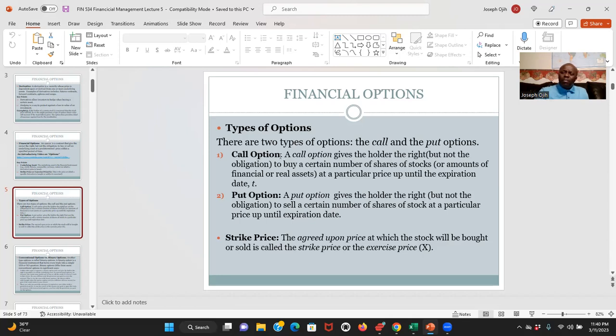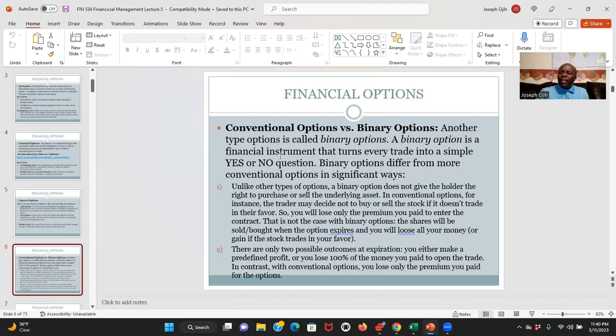Now, people have been asking me about a type of option that is called binary options. So I'm going to explain the difference between the binary option and the conventional option. The one we are discussing in this class will be the conventional options, call option, put option, not the binary option. But I want to clear this confusion. Why conventional option is different from binary options.